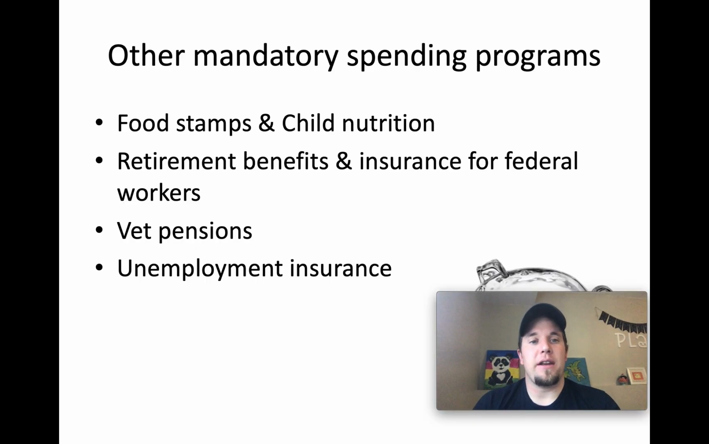Other mandatory spending would include food stamps and child nutrition, retirement benefits for federal workers, like your congressmen, their staff, and all of the different department heads involved with government, veteran pensions, rightly so, for our war vets, and also unemployment insurance, which is designed to help those who are unemployed. So these are some other programs that require spending.